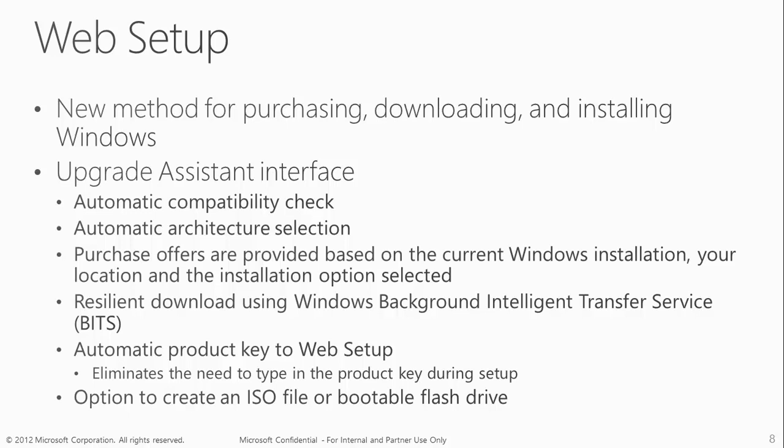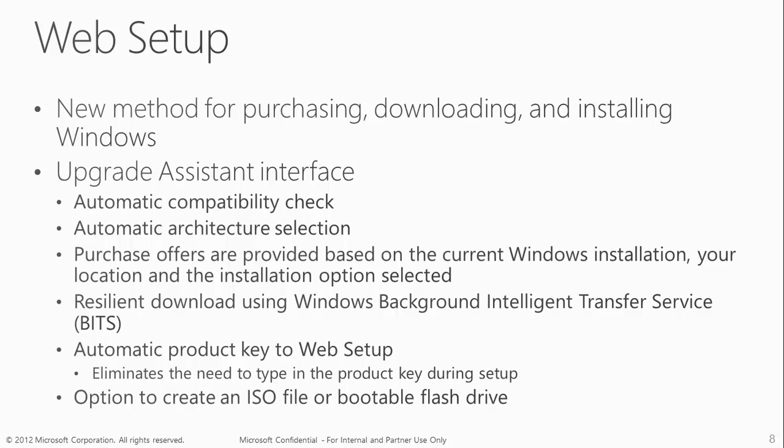Also, web setup is automatically going to detect and configure your architecture and language selection. So for example, if you're installing Windows 8 from a 64-bit French Windows 7 PC, then we're automatically going to download 64-bit Windows 8, and we're going to install the French version by default, just because it's going to match what you already have. Then when you're going through the web setup process, product purchase offers are going to be made based on your current Windows installation, your market, or the installation option that you choose. And we'll look at what that means here in a minute.